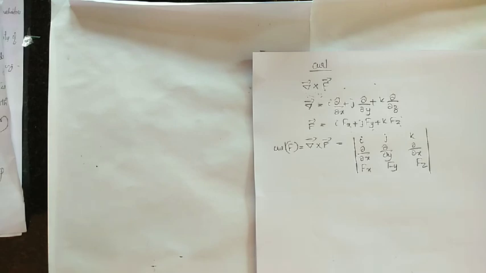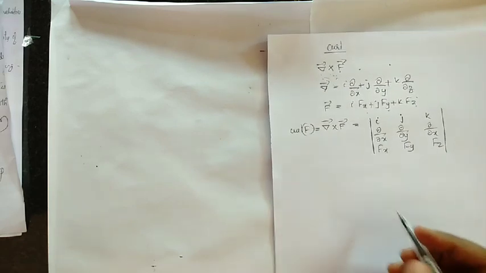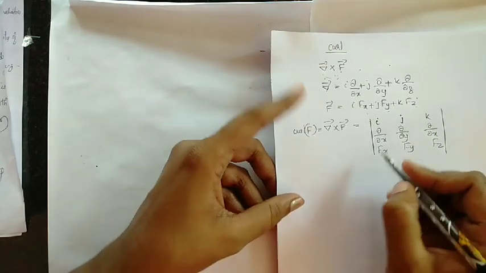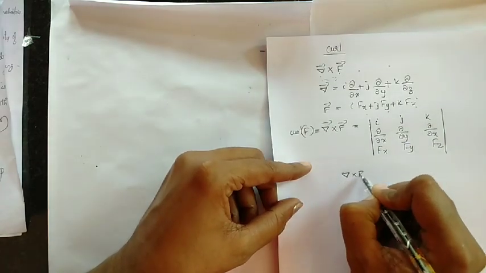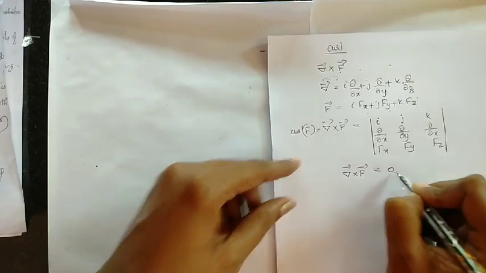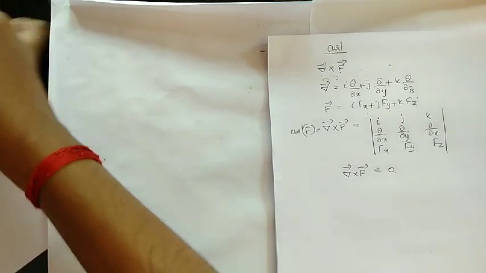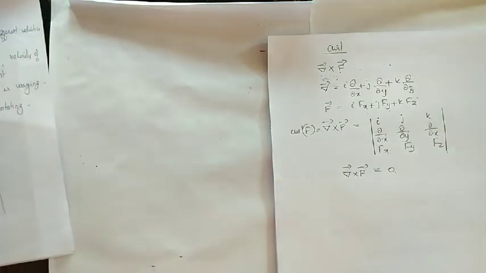Then what is its physical meaning? For a vector field, if you are taking del cross f and it is equal to 0, that indicates that the field is irrotational. Irrotational means there is no rotation in that field.